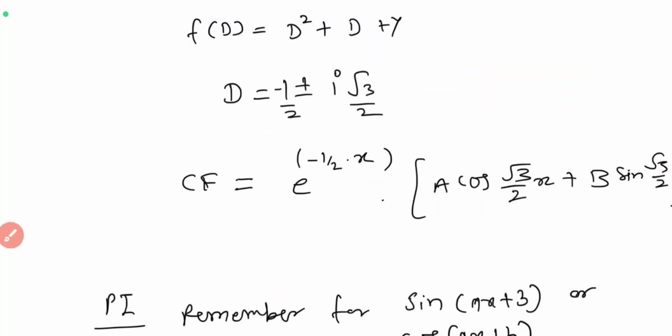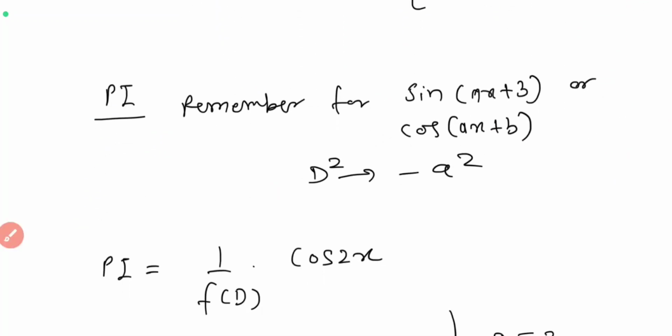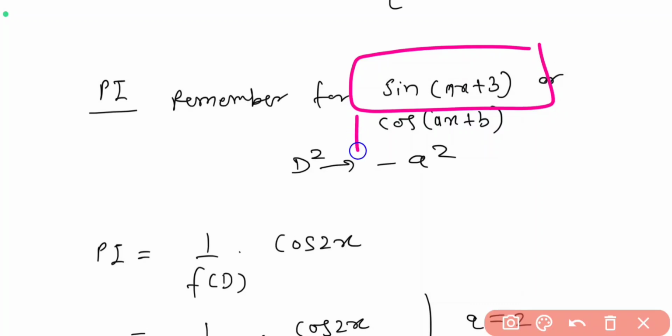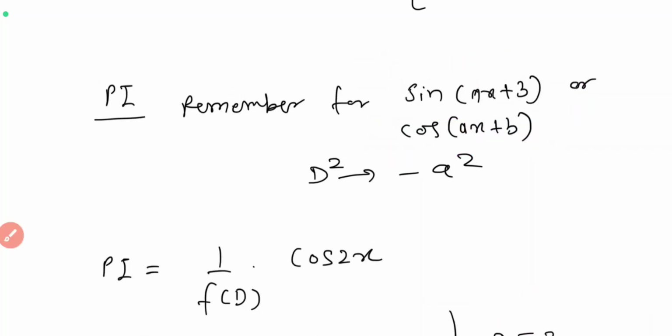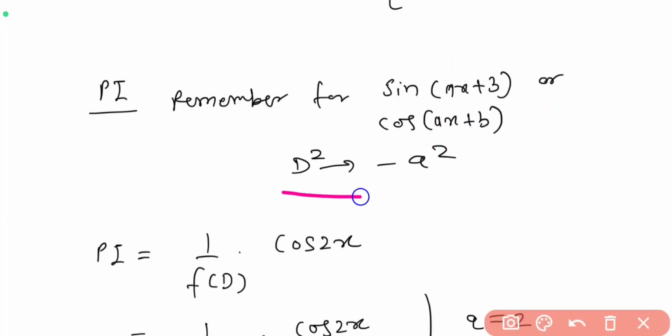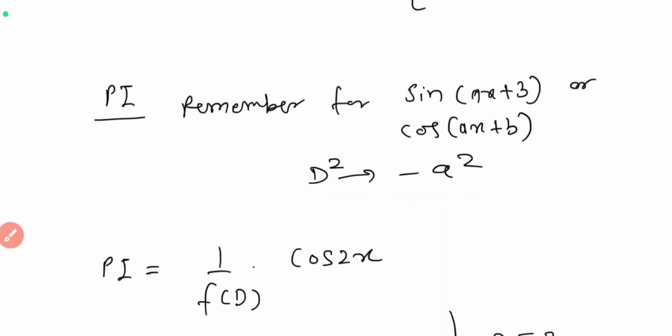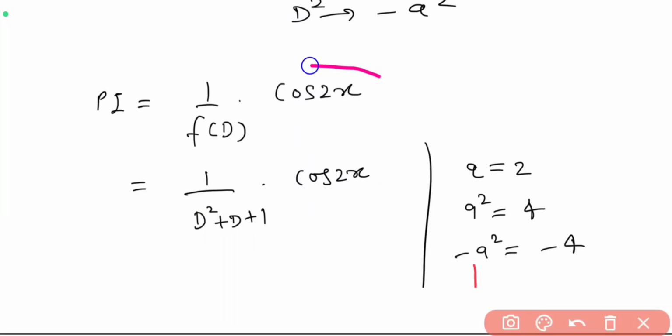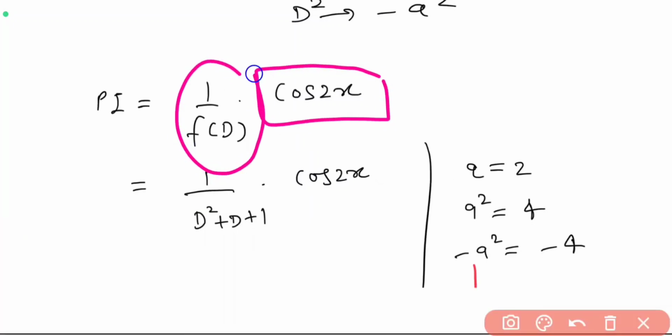But now to calculate our particular integral, you should remember that in case of sin(ax plus b) or cos(ax plus b), you are going to convert your D square to minus a square. How will you find the a value? The a value is nothing but the coefficient of x. And how do we calculate PI for any function? We simply write that function and divide by f(D), so you can say the operator 1 by f(D), right?